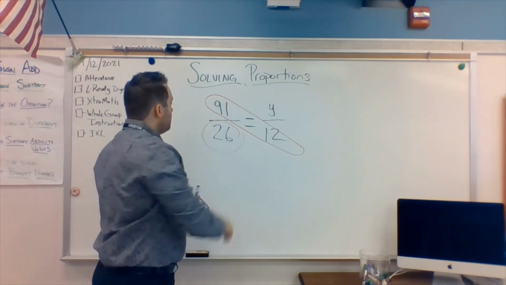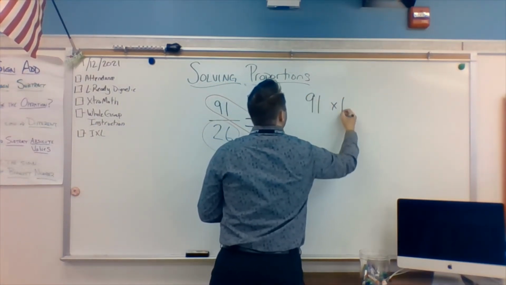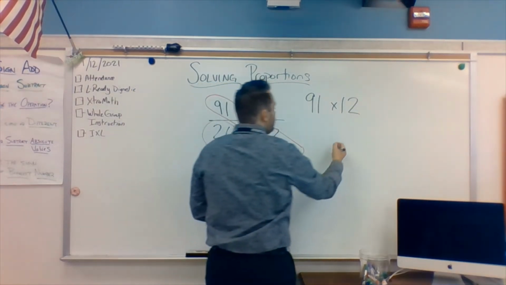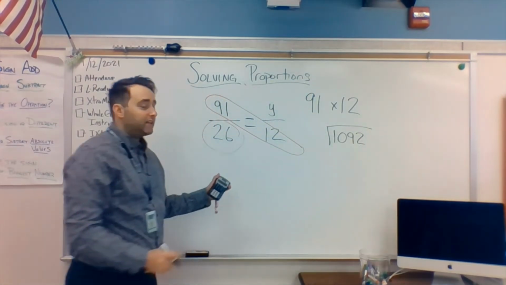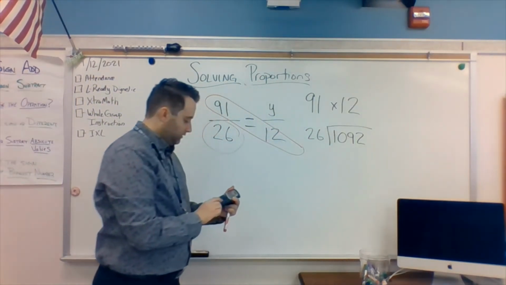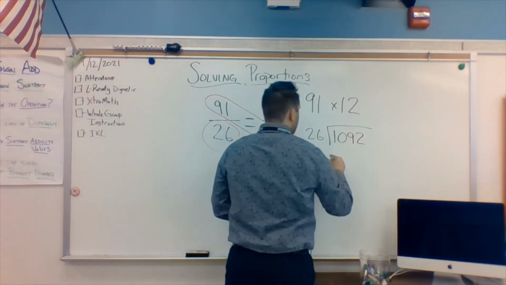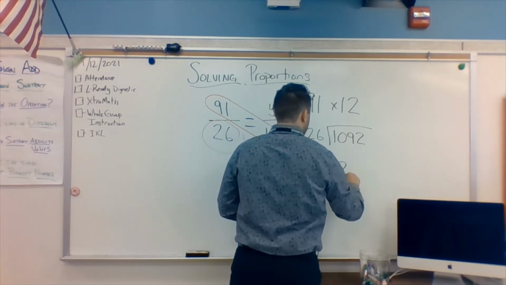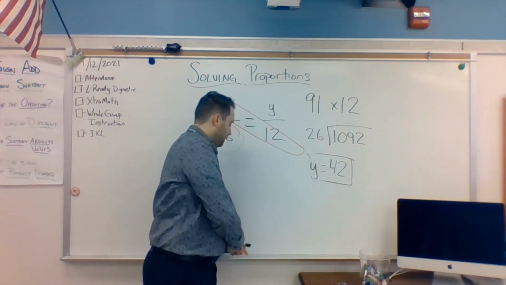So, cross multiply 91 times 12. That's 1,092. Big old number. That's going to get divided by 26, my leftover. Okay, so I'm going to divide by 26. Very good. I get a final answer, I'll write it down here, of y equals 42. See, they're big numbers.